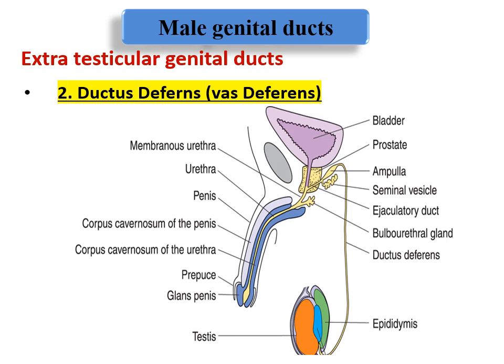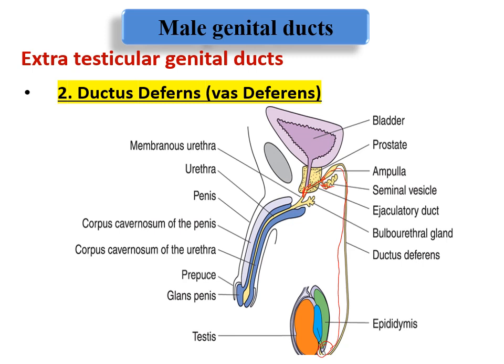Now for the vas deferens. The vas deferens is a long tube that extends from the tail of the epididymis to the ampulla, where it joins with the duct of the seminal vesicle to form the common ejaculatory duct, which joins the urethra in the prostate, the prostatic urethra.